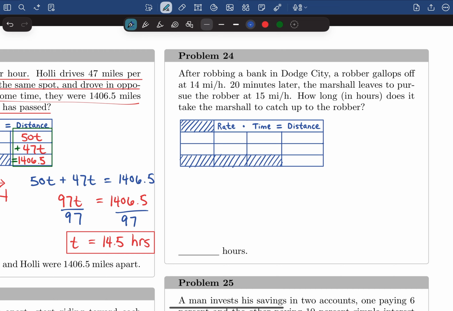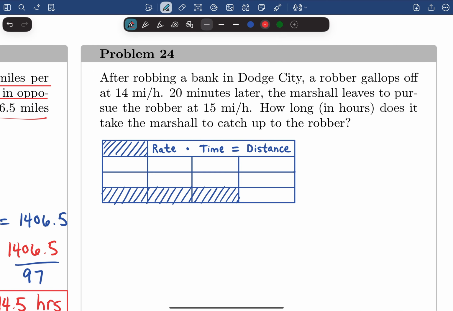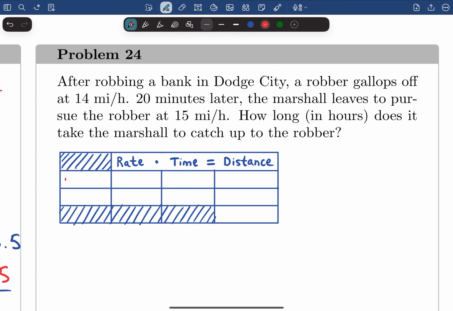Well, they're talking about galloping, so my assumption is they must be on horses, which makes sense because the robber leaving at 14 miles per hour, it seems like they're on a horse, and that's the speed of the horse, and then the marshal is going a little bit faster. Let's start to organize this information in our table. So we're talking about a robber and a marshal. And, well, they told me their rates. The robber is going 14 miles per hour.